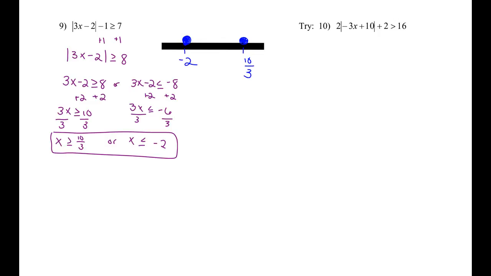So I have x is greater than or equal to 10 thirds, so it points to the right, and x is less than or equal to negative 2. That graph will point to the left, or again remember that they point in different directions. Please pause the video, try example 10 on your own. We will go through the 4 examples that you tried on your own tomorrow in class.